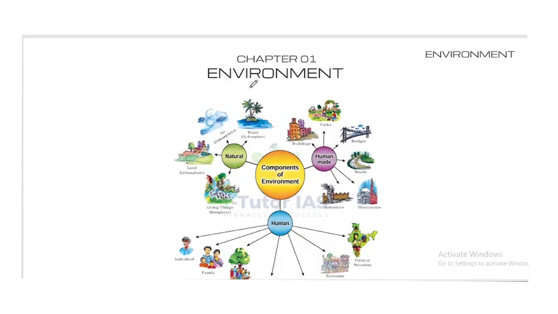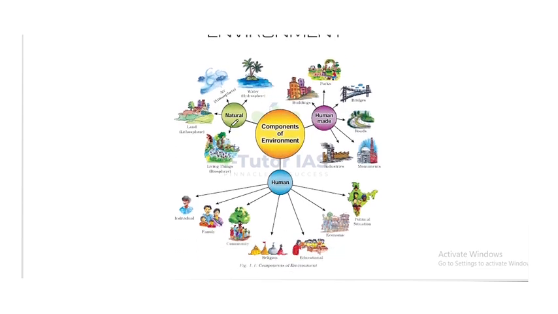Today, we are going to discuss the 7th class Geography NCERT Chapter 1, Environment. First of all, we have to know what the components of environment are. Look at this diagram. There are three components of environment. The first one is natural, the second one is human-made, and the third one is human.